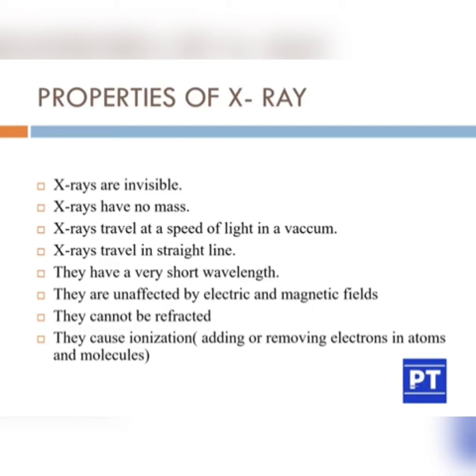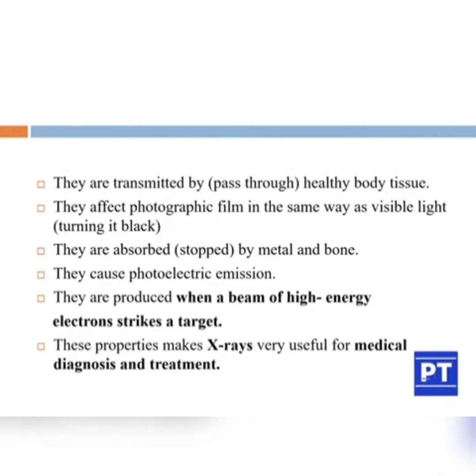They are unaffected by electric and magnetic fields. They cannot be refracted. They cause ionization, adding or removing electrons in atoms and molecules. They are transmitted by passing through healthy body tissues. They affect photographic film in the same way as visible light, turning it black. They are absorbed or stopped by metal and bone. They cause photoelectric emission.